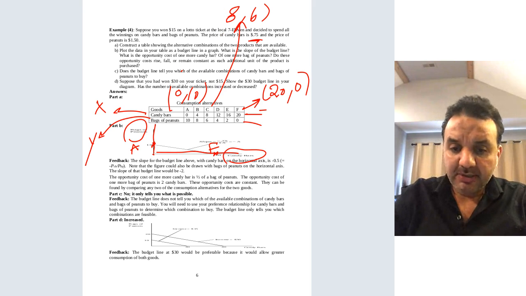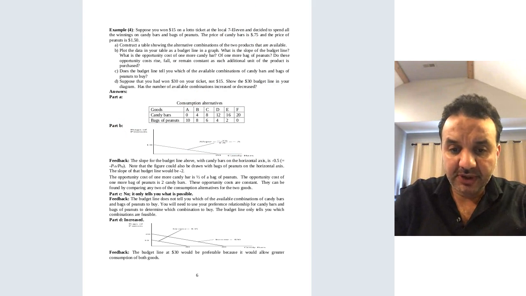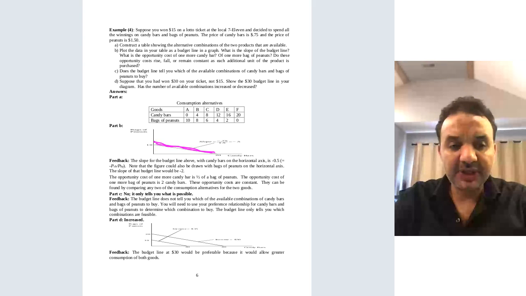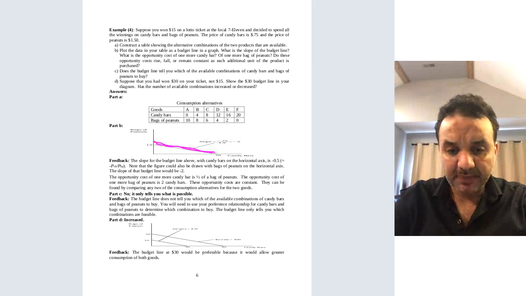Okay, let me remove everything. So now you understand how I drew this budget line. This is what we call the budget line. This line is the graphical representation of this table, and this is what we call a budget line.